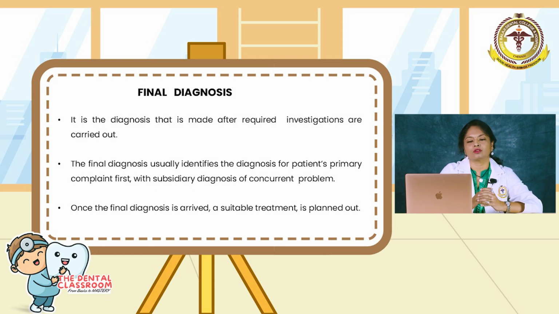Coming on to final diagnosis, it is the diagnosis that is made after required investigations are carried out. The final diagnosis usually identifies the diagnosis for which the patient primarily has come for, with subsidiary diagnosis of concurrent problems. Once the final diagnosis is arrived, a suitable individualized treatment is planned out and treatment is given to the patient based on the final diagnosis.